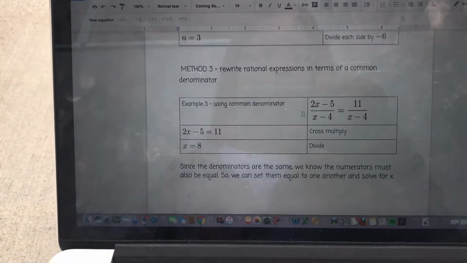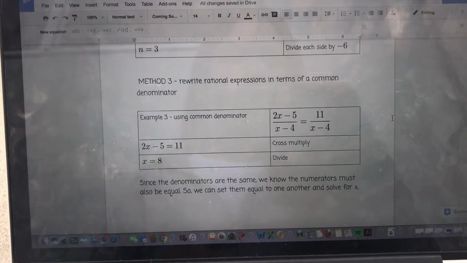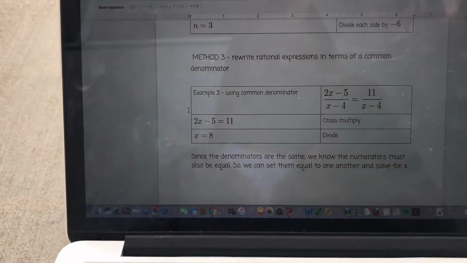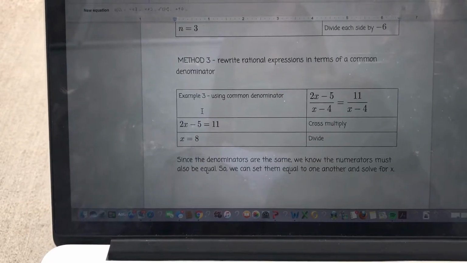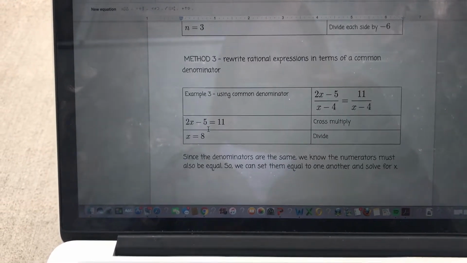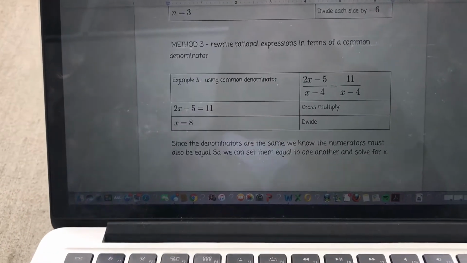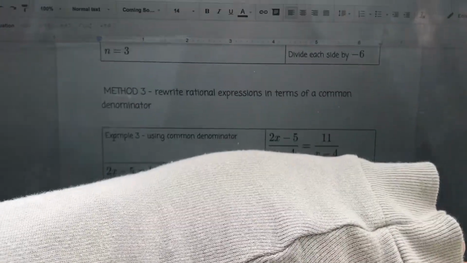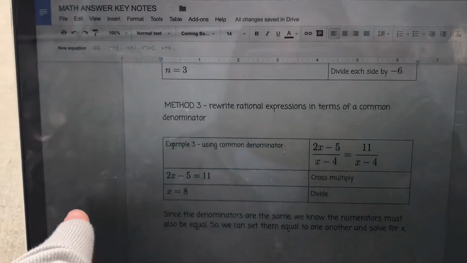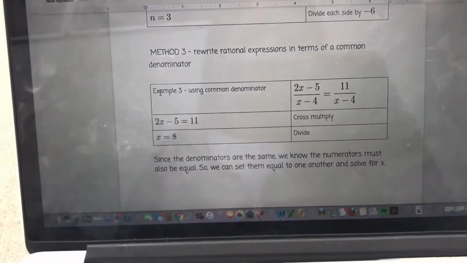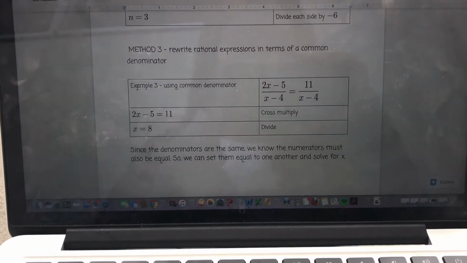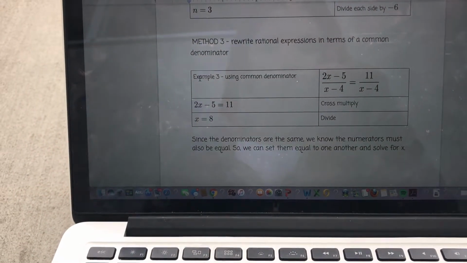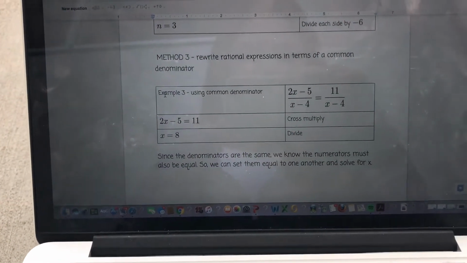So when that happens, we actually can just cancel them out, because they cancel each other out, so they're gone, and then we cross multiply, and that will give us 2x minus 5 equals 11. So I don't know if you can tell, but that's basically what it's given. So you're just going to move that to here, and after that you're going to divide, x equals 8, and that's the answer.